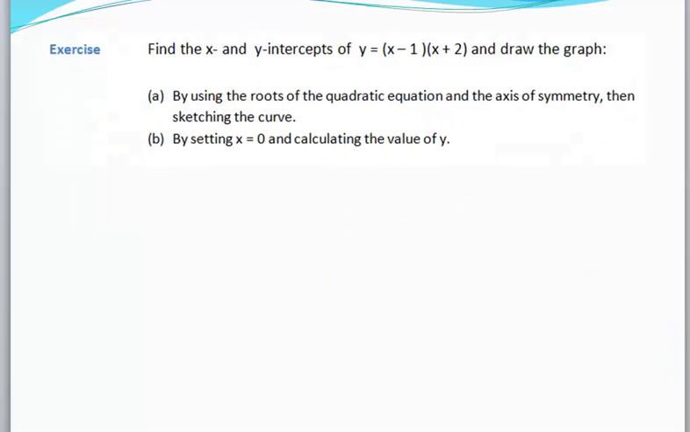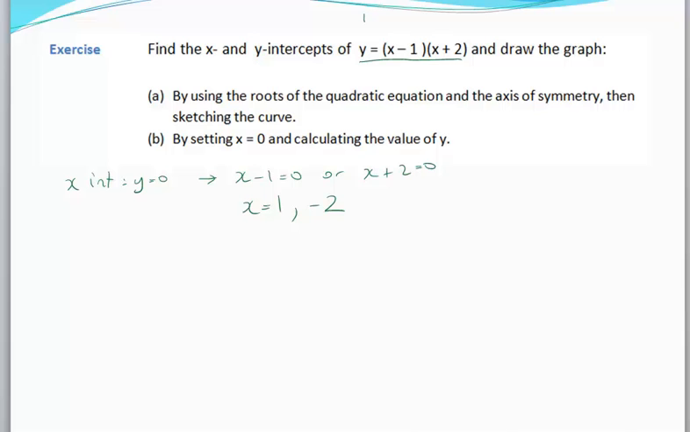So we have an example here. We want to find our x and y intercepts, and we have y is equal to x minus 1 times x plus 2. So first of all, they've given our formula ready to go to find our x-intercepts. So for our x-intercepts, we set y is equal to 0. So x minus 1 is equal to 0, or x plus 2 is equal to 0. So we end up with x is equal to 1 and minus 2.